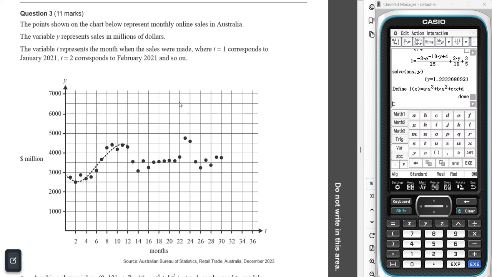Okay, question number 3. We have millions of dollars against months, where the variable T1 represents January, T2 represents February, and so on.